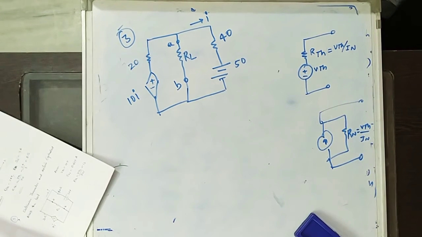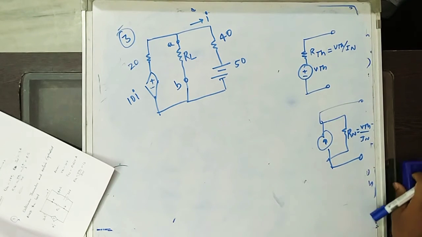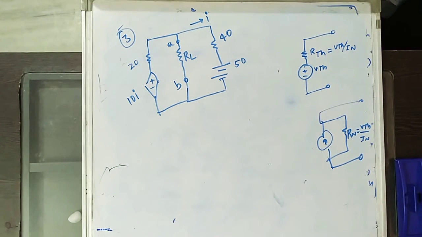Now this is another circuit. For this circuit, the question asks to find the Thevenin and Norton equivalent across the load. Here the load is represented by RL.